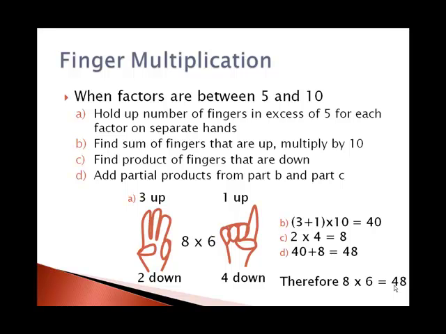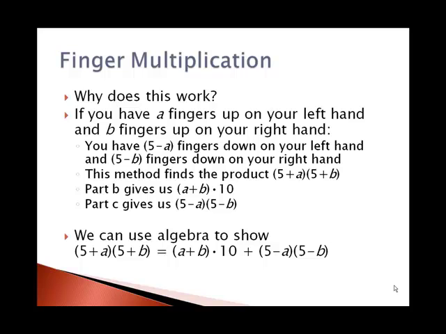And why does this work? Well, if you have, let's say, A fingers up on your left hand and B fingers up on your right hand, the remainder of the fingers, assuming you have 5 fingers on each hand, the down fingers are 5 minus A on the left and 5 minus B on the right. And this method's going to tell us what 5 plus A times 5 plus B is. That is, A is the up fingers, so that number is representing 5 plus that for the first factor.